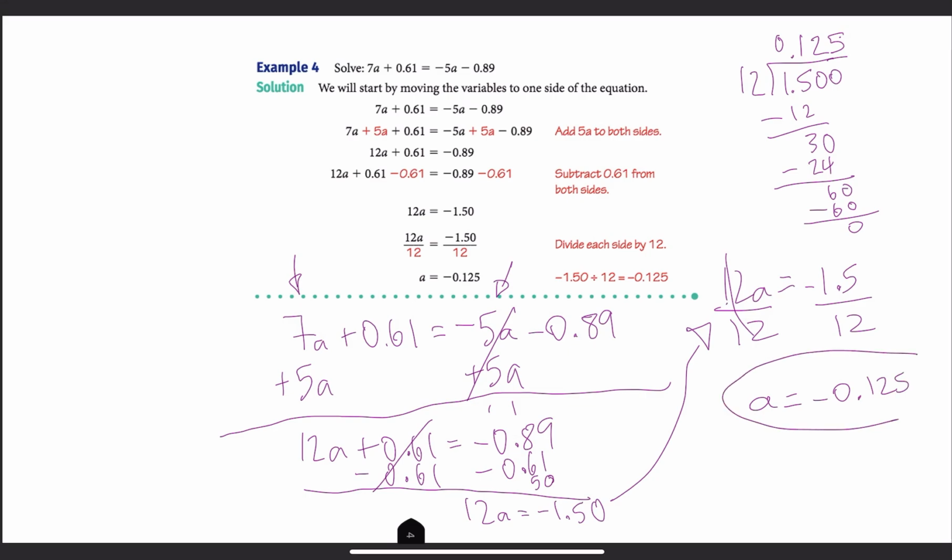And of course, I can take this answer and I can plug it back into my original equation to check it.